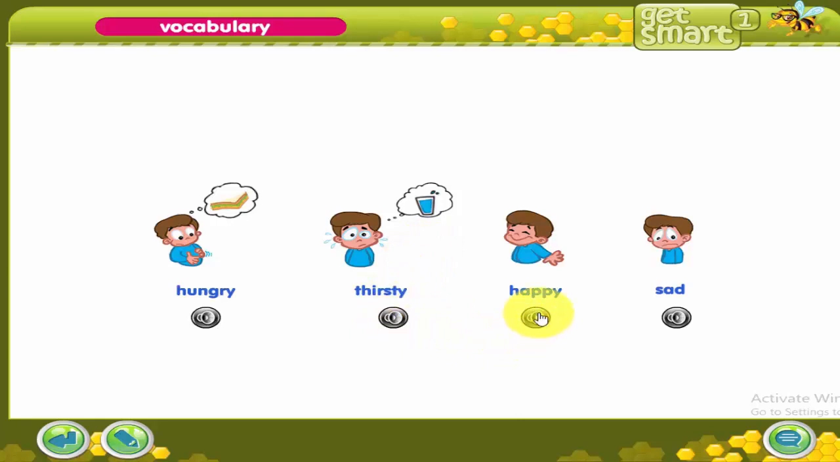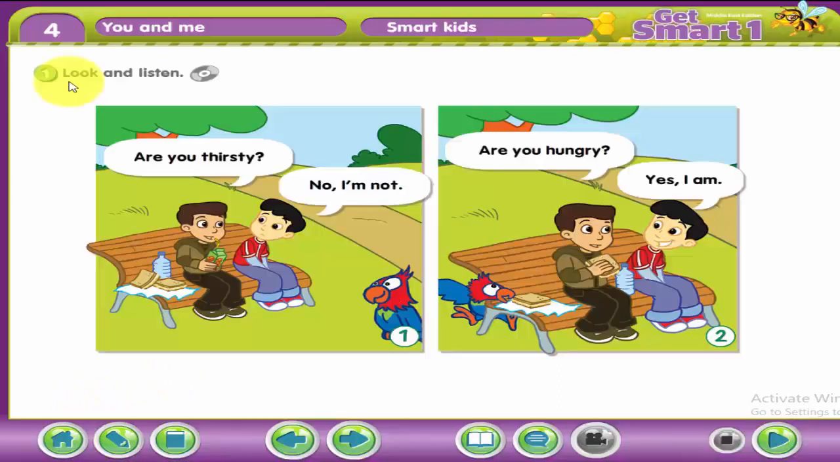Happy. This boy is happy. Sad. But this is the opposite, sad. Again. Hungry means hungry. Thirsty. Happy. Sad means sad or upset. Activity 1.